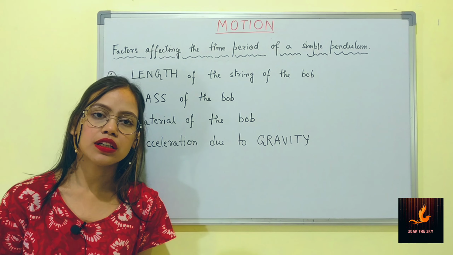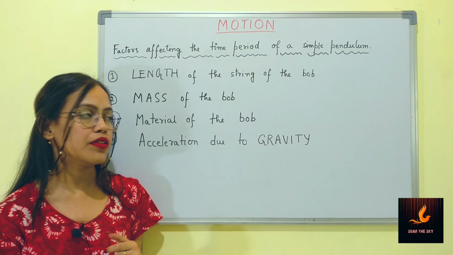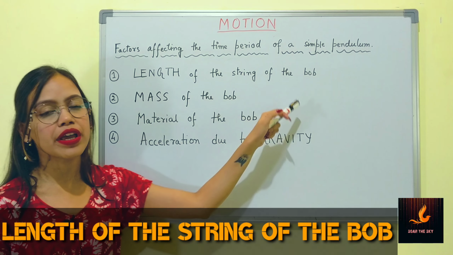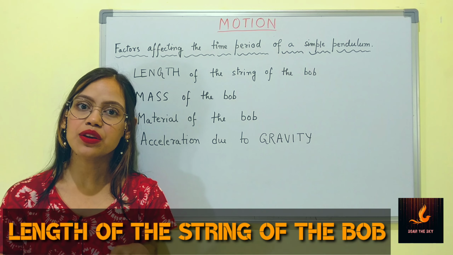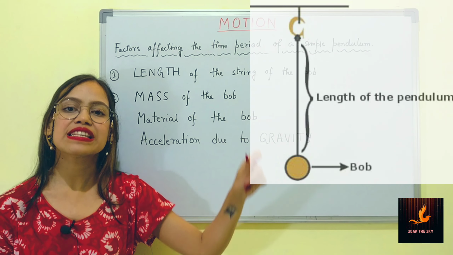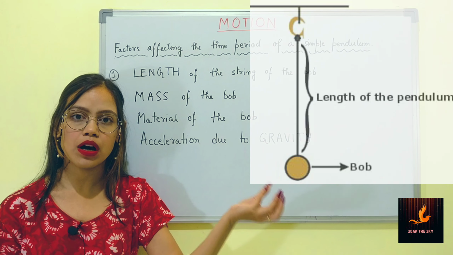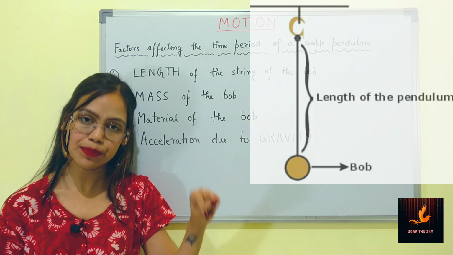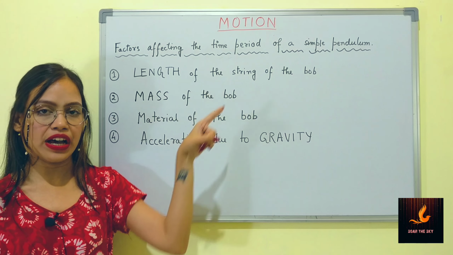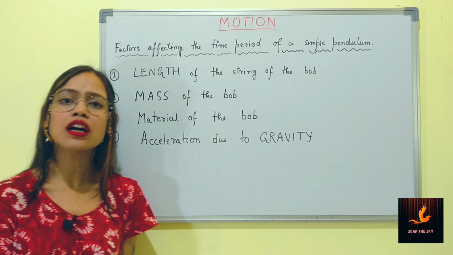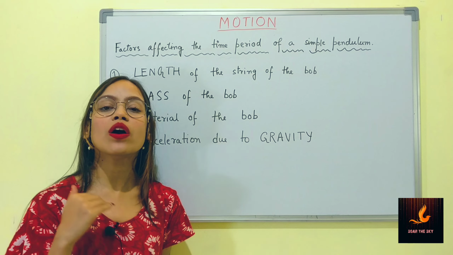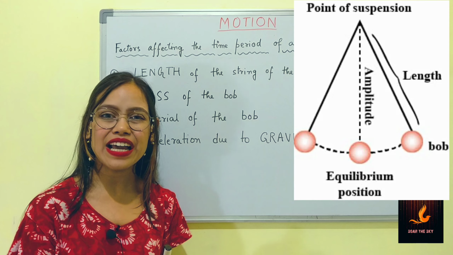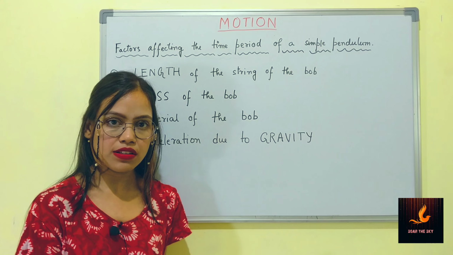The first factor that affects the time period of a simple pendulum, as we came to know from Galileo, is the length of the string of the bob. Now, as we know, the simple pendulum is always hanging from a string. There is a bob, a circular thing that hangs from a string. That length of that particular string is the first factor. How is it affecting? If we increase or decrease the length of the string of the bob, accordingly the time will be slower or faster.